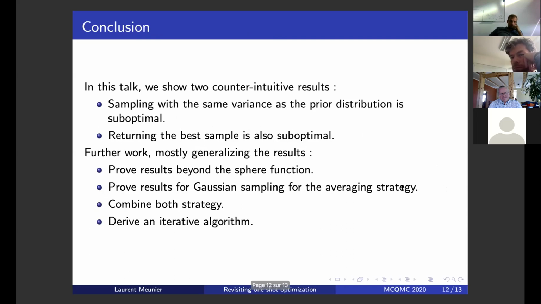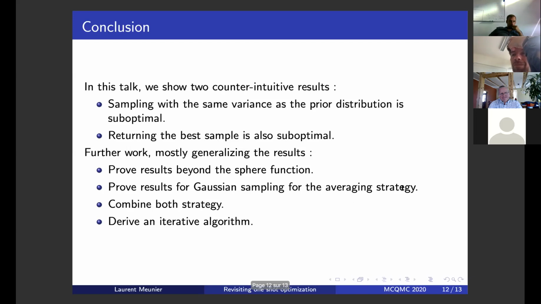So to conclude, we have shown two counterintuitive results. Sampling with the same variance as the prior distribution is suboptimal, and also returning the best sample in one-shot optimization is suboptimal. So that's why we call the talk revisiting one-shot optimization.